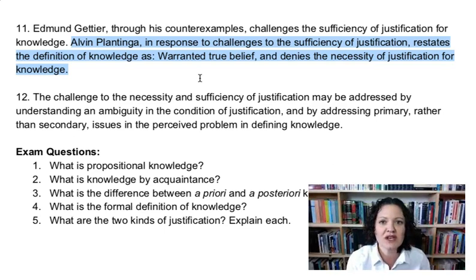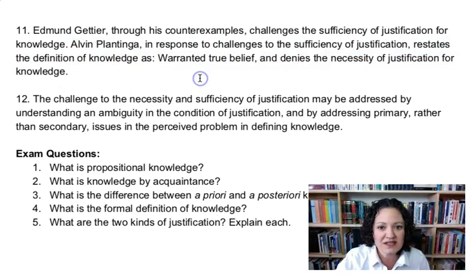So Gettier says justification isn't sufficient. We need something more than justified true belief. Plantinga says, hey, we don't even need justification. He redefines knowledge as warranted true belief. He says knowledge is warranted true belief. And a belief is warranted when it is formed by cognitive faculties that are functioning properly in an appropriate environment according to a good design plan.